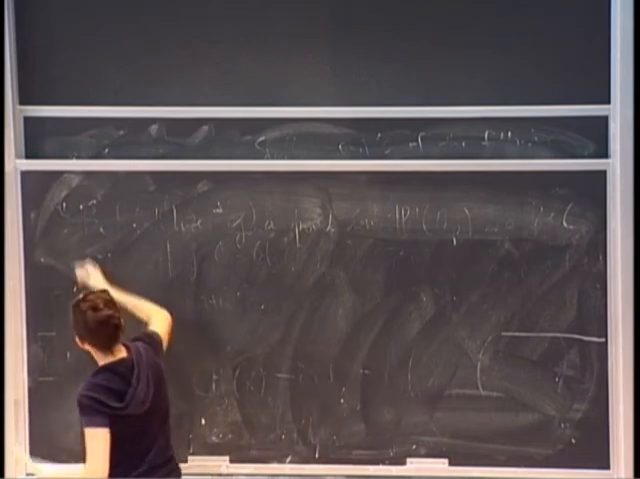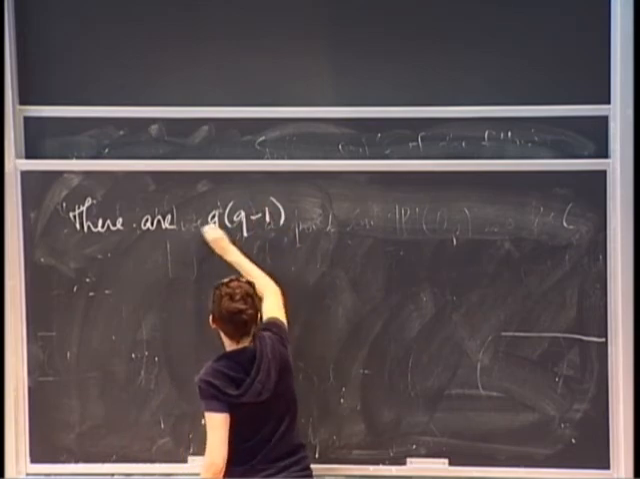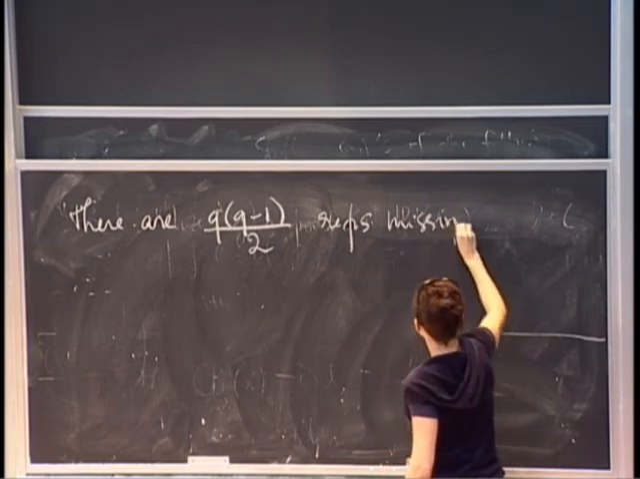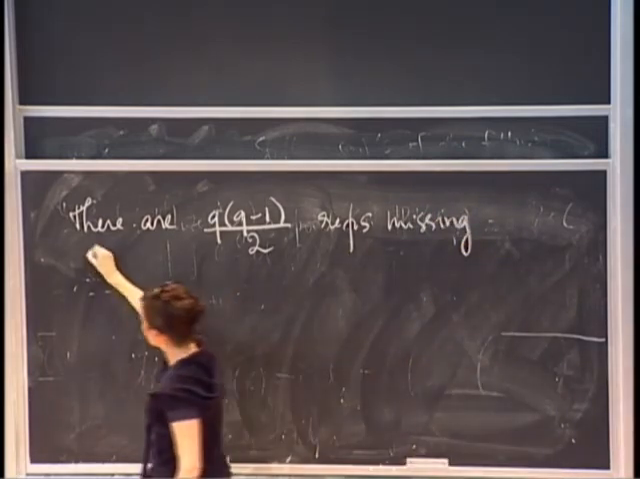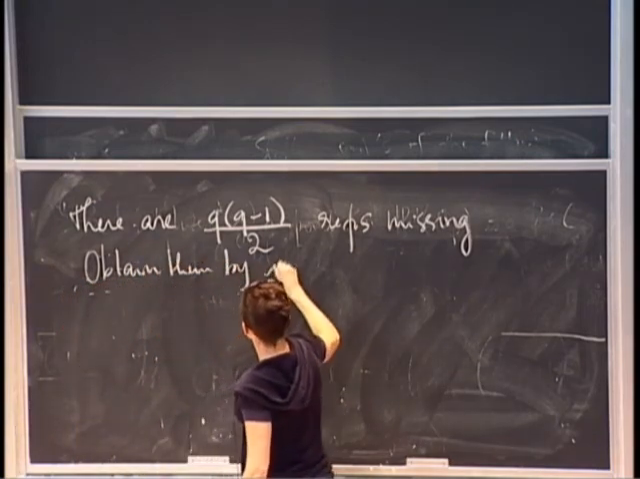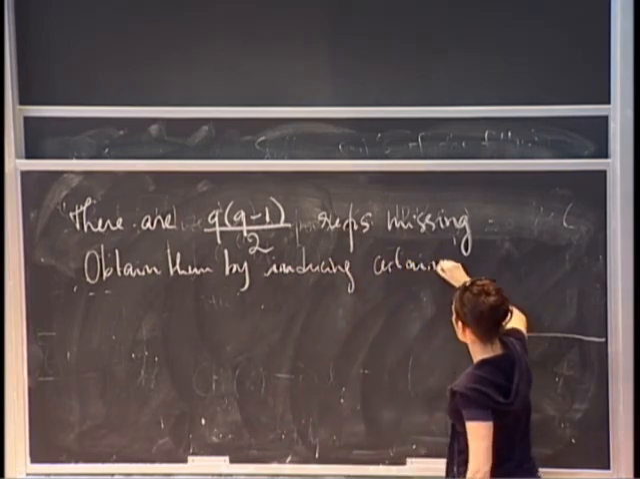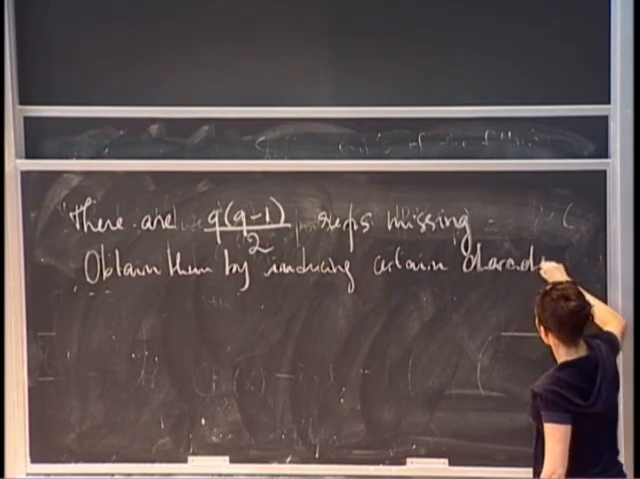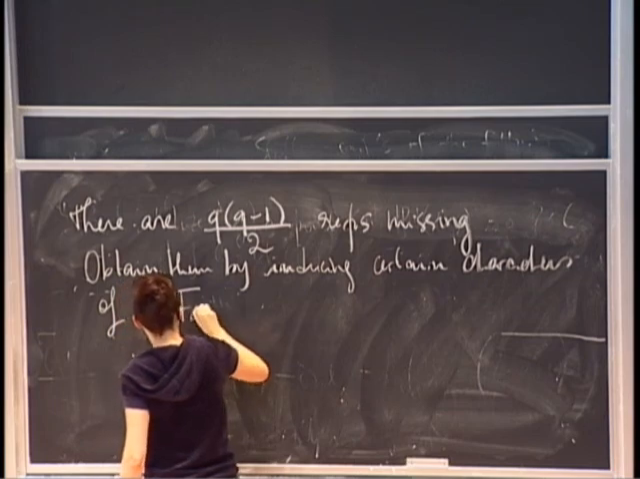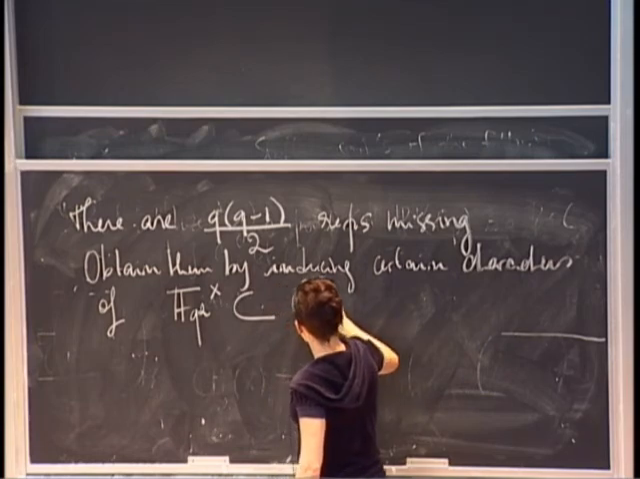How many of them are there? Because of the conjugacy classes in G. And how do you obtain them? Well, you obtain them by inducing certain indecomposable characters of a non-split torus, meaning of F_q squared star, that you see inside of G.